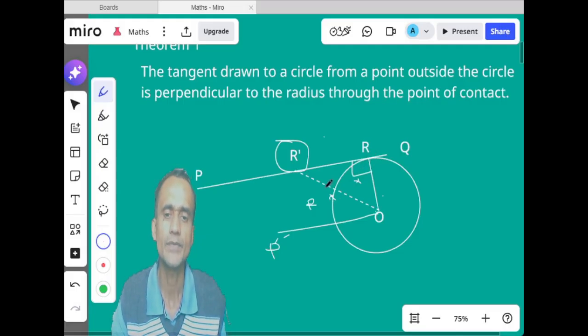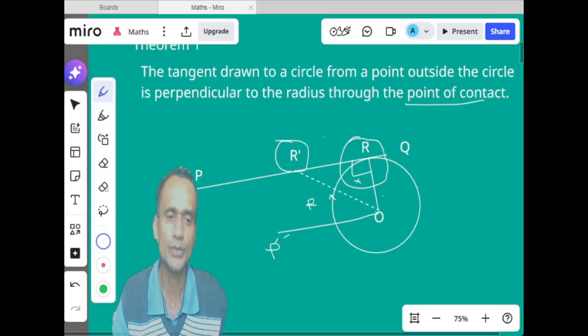So that means that there is no other point on this line which is perpendicular to this line drawn from center O. So it must be only the point R where the tangent touches the circle. That is the point of contact. So we have proved that the line drawn from the center of the circle to the tangent through the point of contact is perpendicular to it.